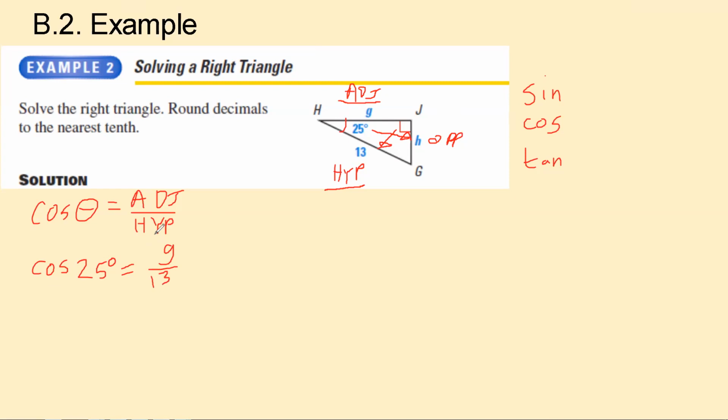So far, that's just like the bow work. Now we're going to take it one step further. If I want to solve this for G, I need to get rid of this divide by 13. And the opposite of dividing by 13 is to multiply by 13.